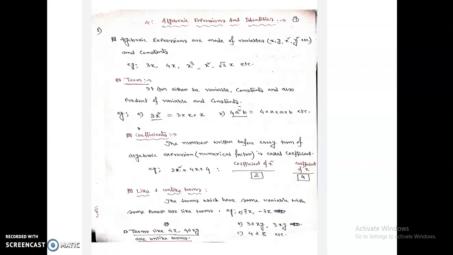Good morning, students. Today we are going to discuss this chapter, algebraic expressions and identities. So let's get started. First of all, we have to know what algebraic expressions are.